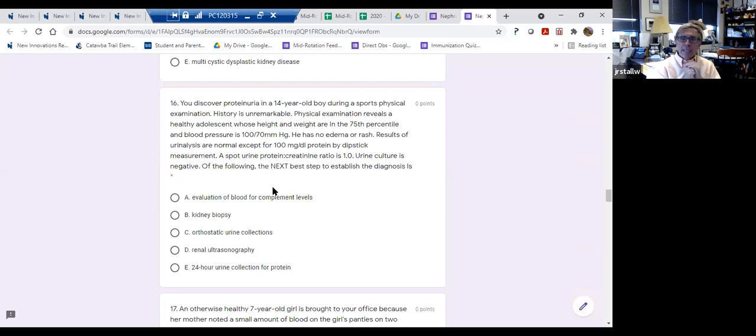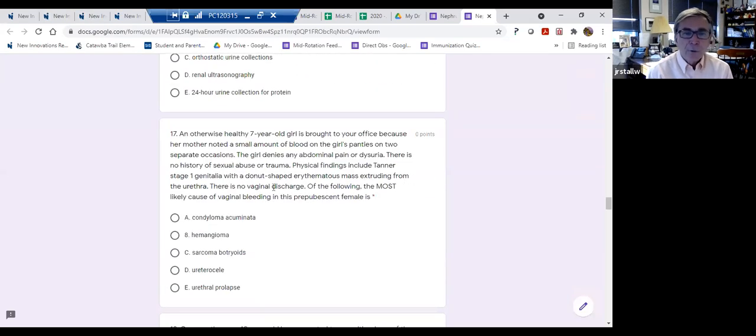Orthostatic urines: he has no protein in the morning. He's got it in the afternoon. You know your diagnosis with the physical exam being totally normal. This is BOP. He doesn't need a kidney biopsy. He doesn't need any blood work done. He doesn't need a renal ultrasound. There's no blood in the urine. It's just the protein. So once again, the answer is C.